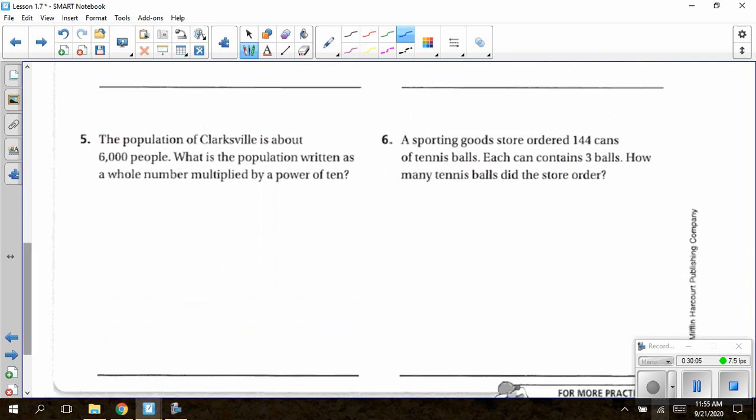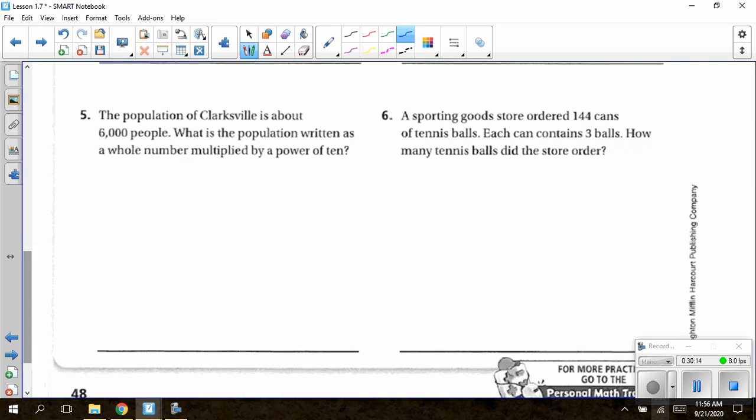Number 5, the population of Clarksville is about 6,000 people. What is the population written as a whole number multiplied by a power of 10? So for this, ladies and gentlemen, you do have to figure out what the whole number is, times 10, and then to what power. You do need to count your number of zeros in 6,000, because remember, this multiplication problem should equal 6,000.